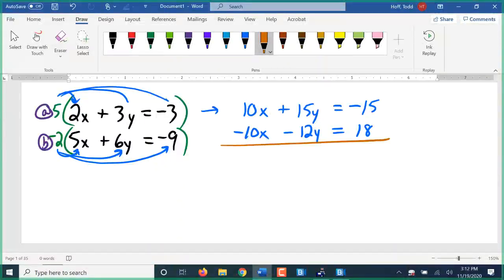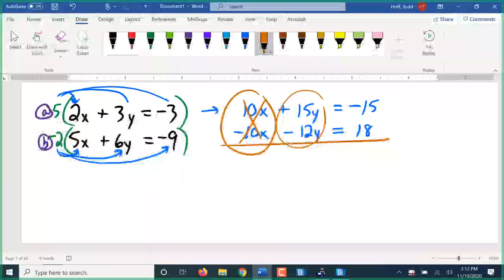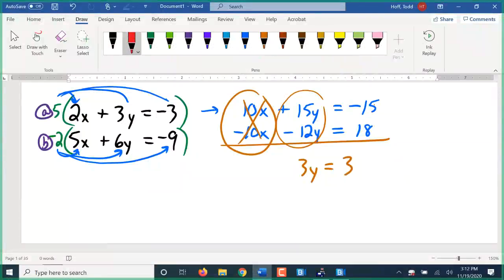Now, when I add my equations, the x will be eliminated. 10x plus negative 10x is 0x. That cancels out. 15y plus negative 12y is a positive 3y. Negative 15 plus 18 is also a positive 3. We divide by 3 to get that y equals 1.